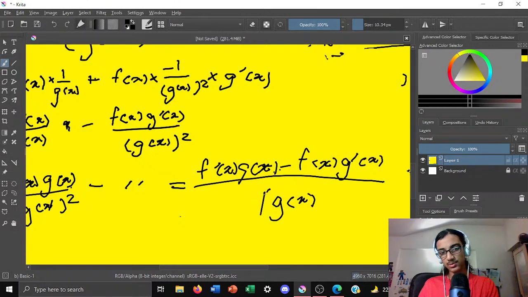One second, sorry, that looks like a modulus. Let me just make the bracket properly. And square. Okay, yes, done.